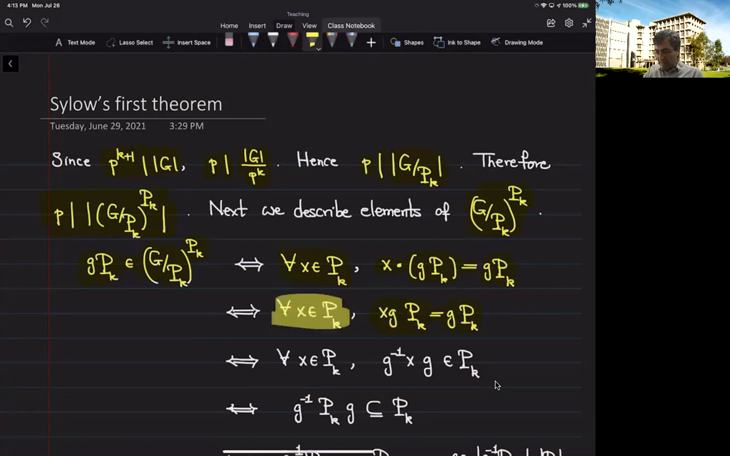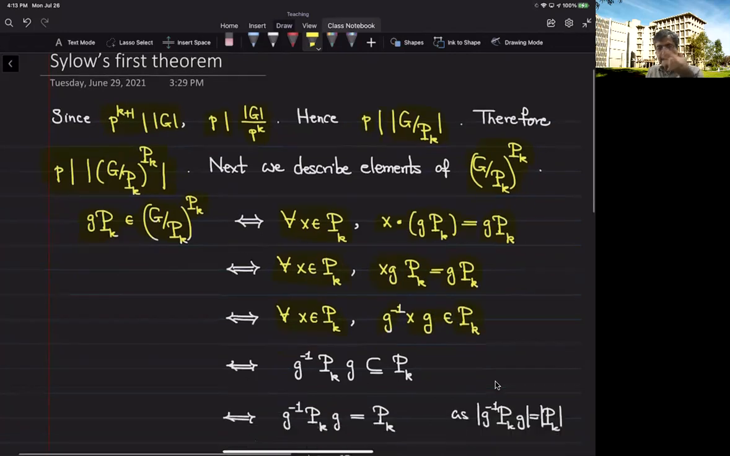So for every x inside P sub k, G inverse times x times G is supposed to be inside P sub k. So for every x inside the subgroup, I have this. Now I put it back here. That means when I conjugate P sub k by G inverse, when I look at G inverse times P sub k times G, it has to still be a subset of P sub k.